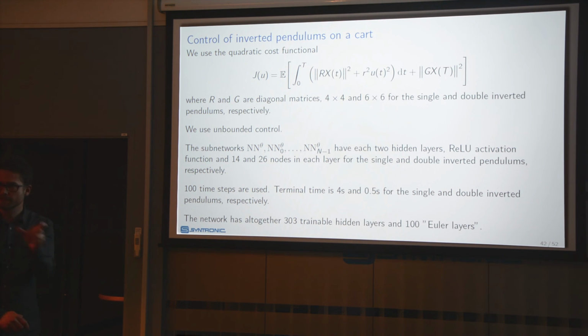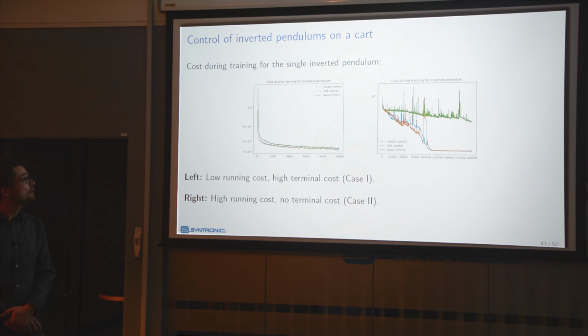So if we stack these small networks on each other, like we do in this loop, then we have 303 trainable hidden layers. And if you allow me to define an Euler layer, which is just update with the Euler method, then it's 100 extra Euler layers. So it's a very deep network to train, but in the end we only use the subnetworks, which are very small. And this is the cost during training.